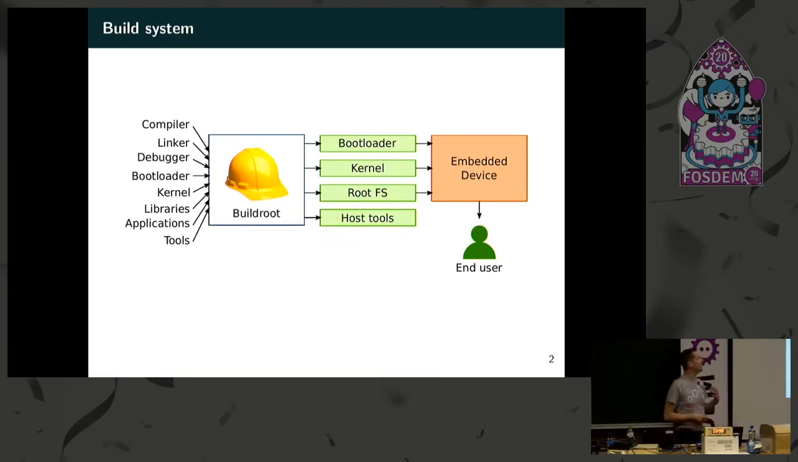So in the end, what happens is the end user would receive those open source packages in a binary form. Another thing it produces is host tools, meaning tools that are not really meant to run on the device, but they are natively compiled for the host, such as, for example, image creation utilities.